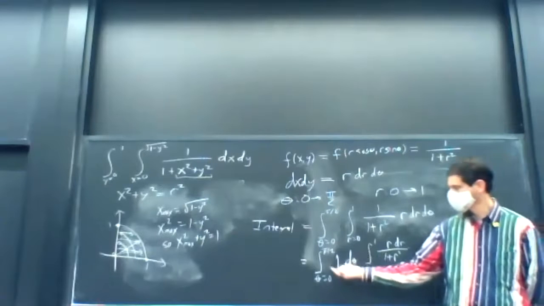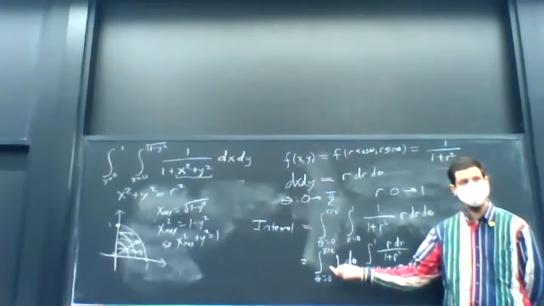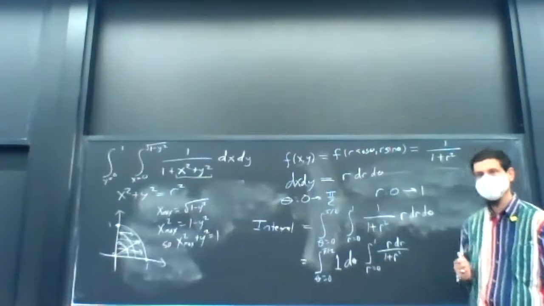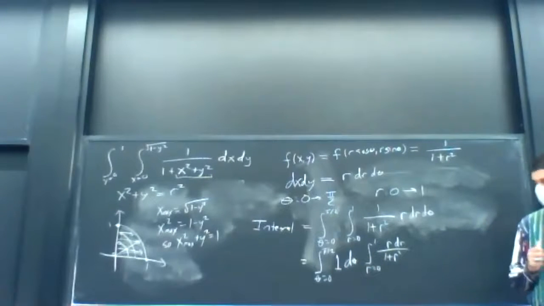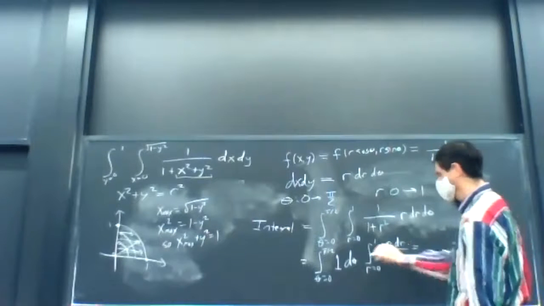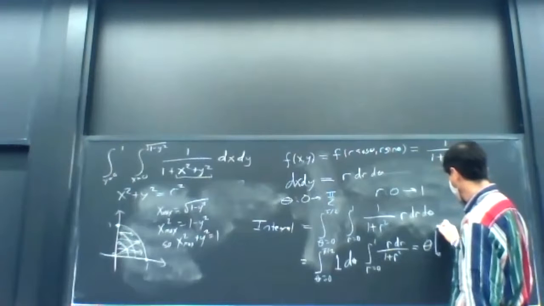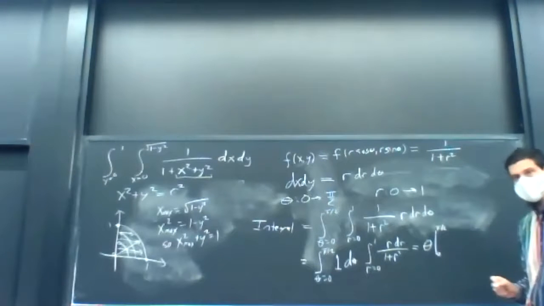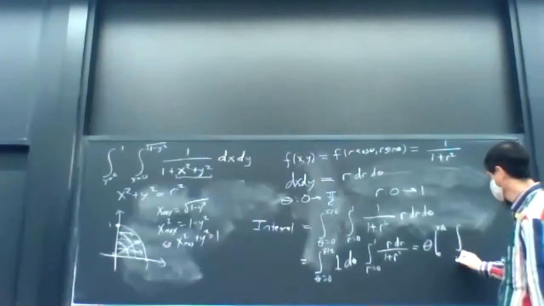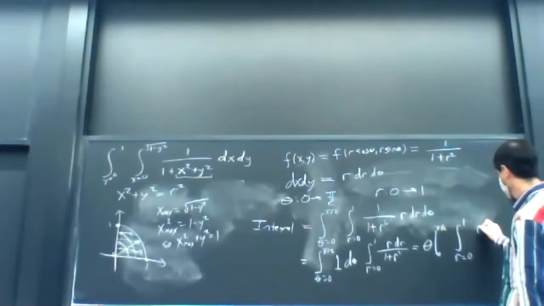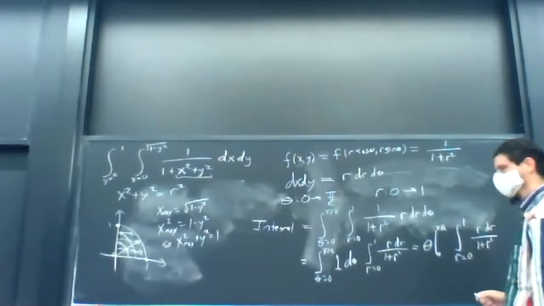What's the first integral going to be? I'm integrating the function 1 from 0 to pi halves. It's just going to be pi halves. I can write it very slowly. The antiderivative of 1 is theta, and I evaluate that at 0 and pi halves. And then I have the integral, r goes from 0 to 1 of r dr over 1 plus r squared.